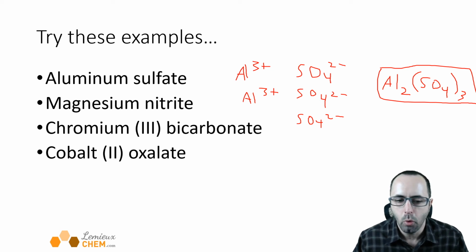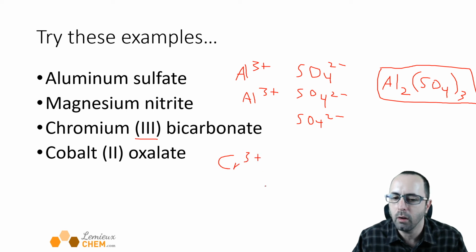And I'll do one more with you. I'll do this one, chromium 3 bicarbonate. Okay, so this one is a variable charge metal, which is nice. It tells us what the charge is. So charge is 3+, right? Charge is 3+. We know that because it says chromium 3. 3 means positive 3.